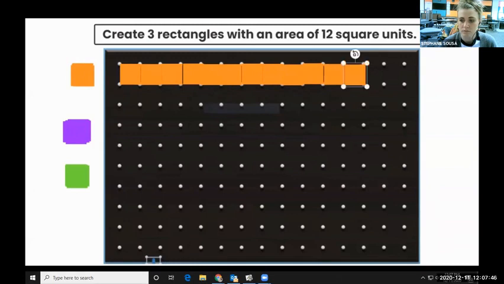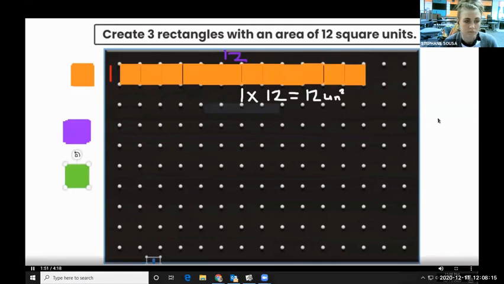That was pretty easy. So for this orange rectangle, what I've done is I have a width of 1 unit and I have a length of 12 units. So my multiplication equation for this rectangle would be 1 times 12 equals 12 units squared. So I've created one rectangle with 12 square units as an area.